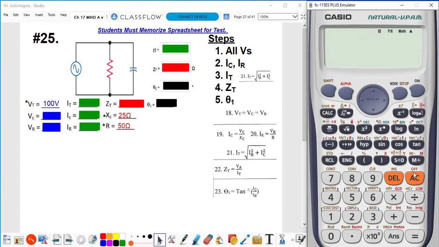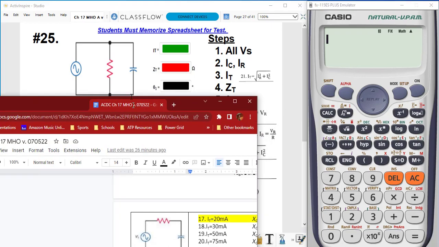In this video, I'll be making the calculations for a parallel complex resistive capacitive circuit from the Chapter 17 math handout, problem number 25. I have filled in my known values from the Chapter 17 math handout, shown here.